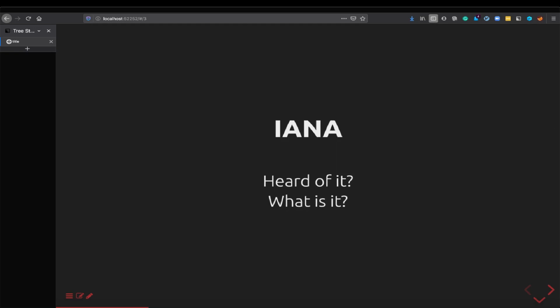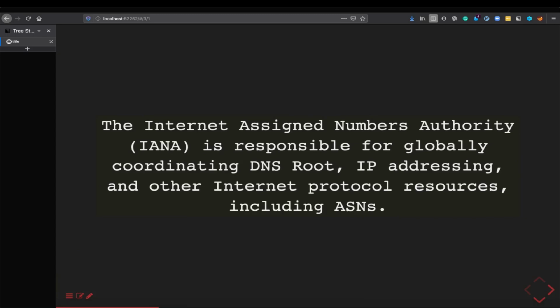Okay, so there are a few important concepts or terminologies that you need to understand before you dive into buying an IP address. Okay, so first thing is IANA. What is this? So IANA stands for Internet Assigned Numbers Authority. Okay, and this is mainly responsible for coordinating between your DNS root servers. It helps in allocating and deallocating IP addresses to organizations and various other internet protocol resources. And there is also something called as ASNs, which we will come to in the later part of this video.